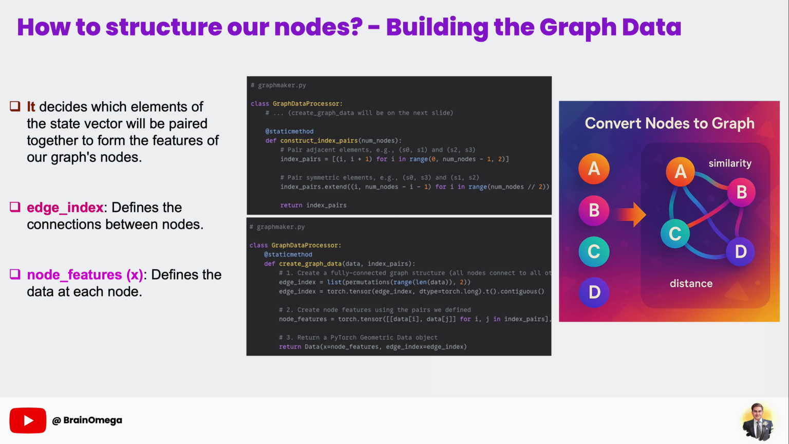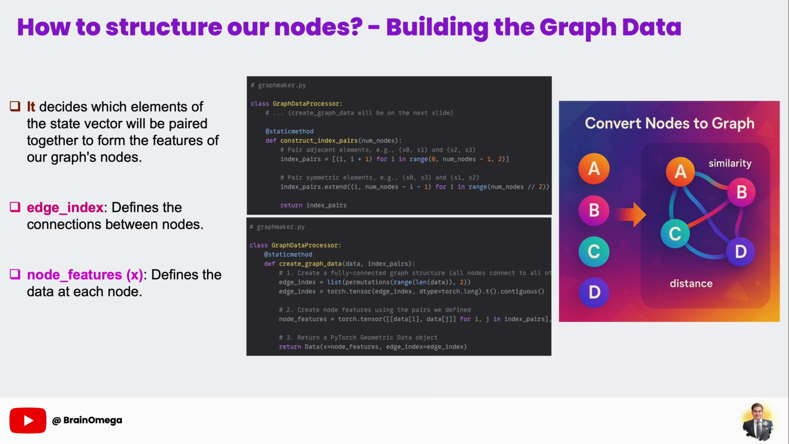Each of these pairs will be used to create a single node in our graph, where the node's features are the two state values indicated by the indices. Now that we know how to pair our state variables, let's look at the createGraphData function, which actually builds the graph. First, it creates the edge index. This defines the connections or edges between the nodes. By using permutations, we are creating a fully connected graph. This means every single node is connected to every other node, allowing the GNN to learn the maximum number of relationships.